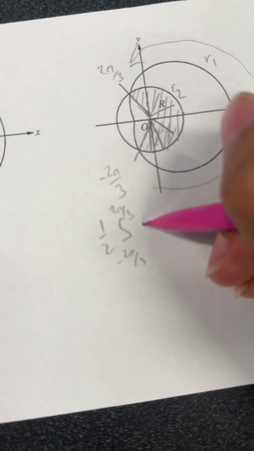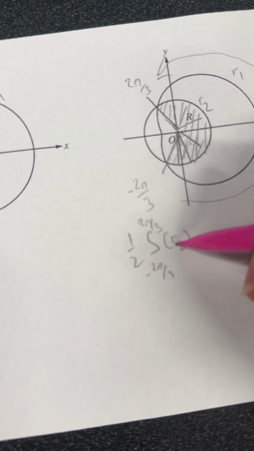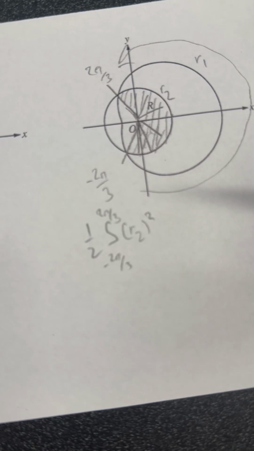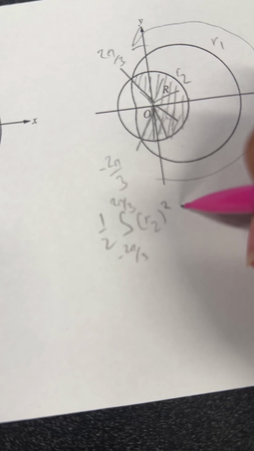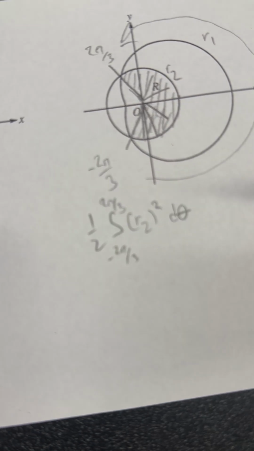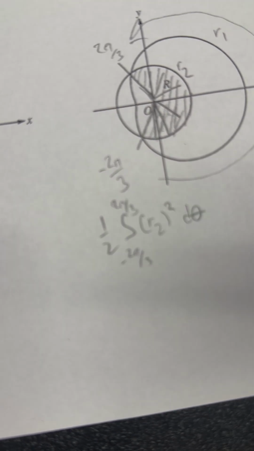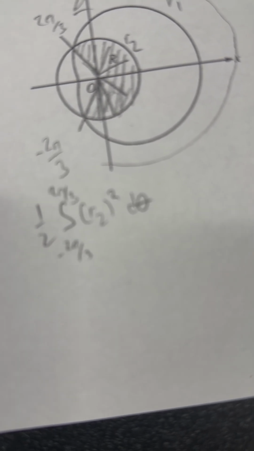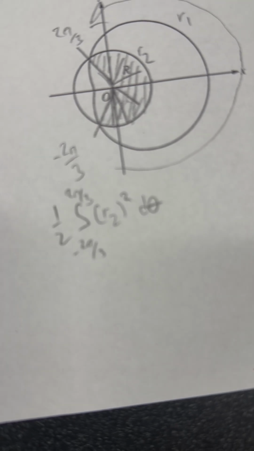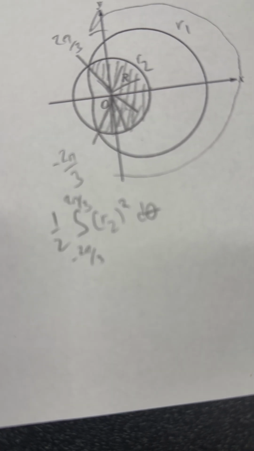R2 squared. That's it. Why is R1 not part of my integral? That's on the outside. This area has nothing to do with that curve. When I'm on this side of the graph, this blue area has nothing to do with R1. It's hitting R2, R2, R2. I want the area inside of R2.